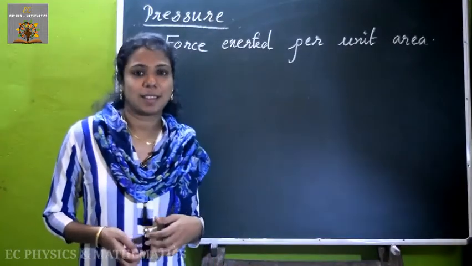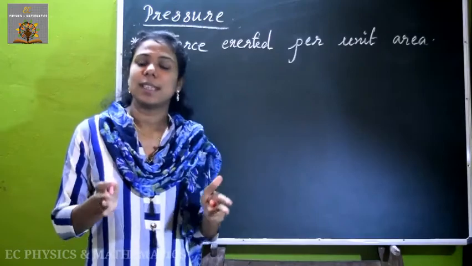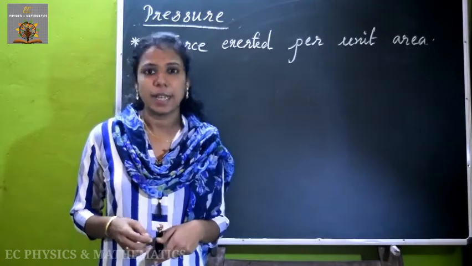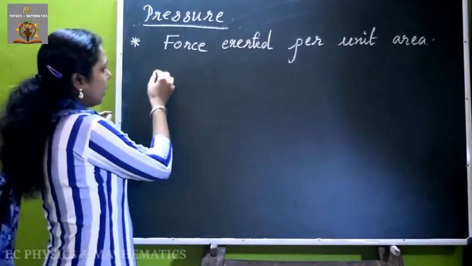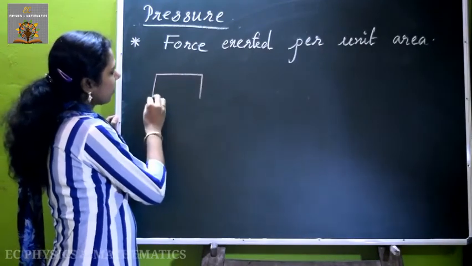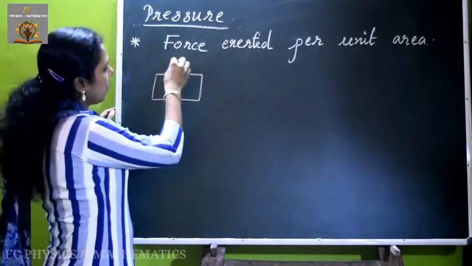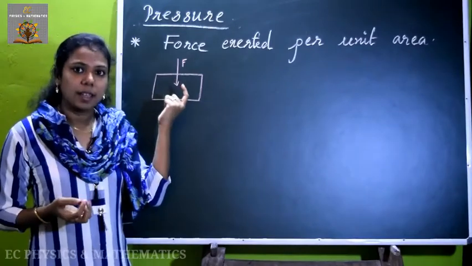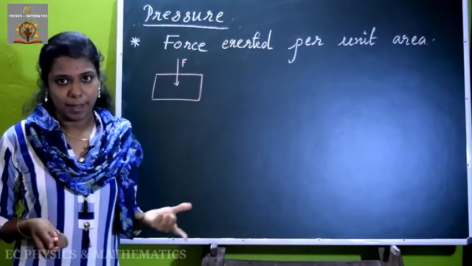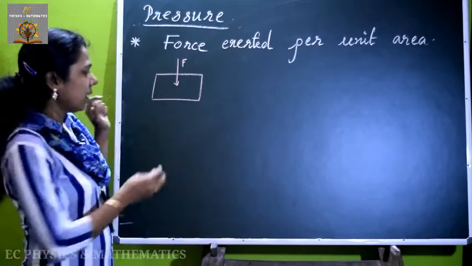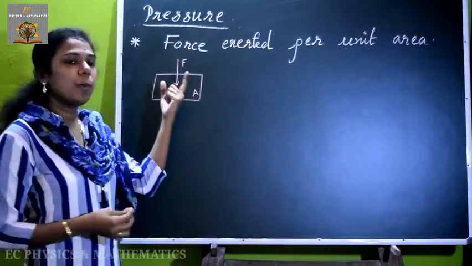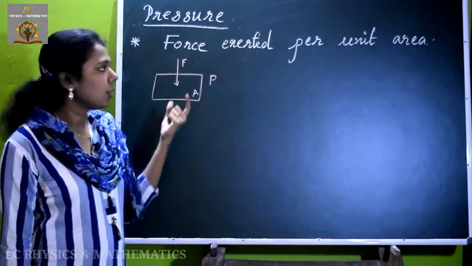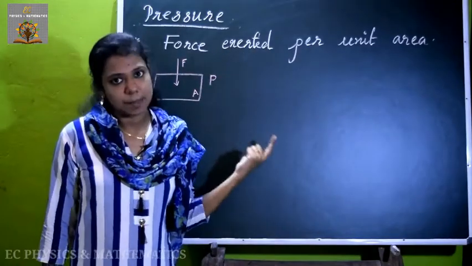What is pressure? Pressure means force exerted per unit area. We are taking an area like this and we are applying a force on it. In this given area, how much force we are applying, that is called pressure. Understood? Force exerted per unit area, that is pressure.